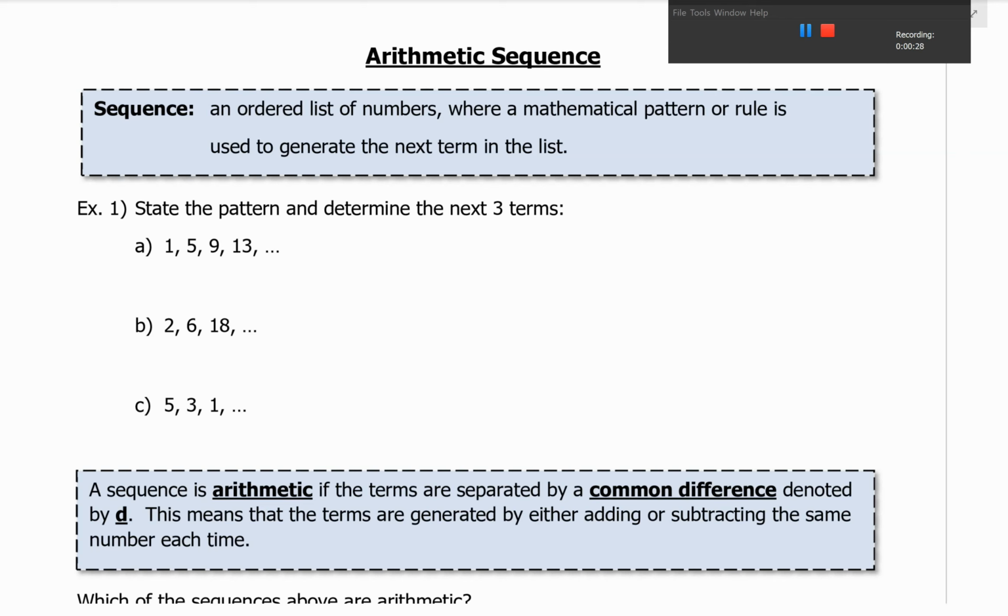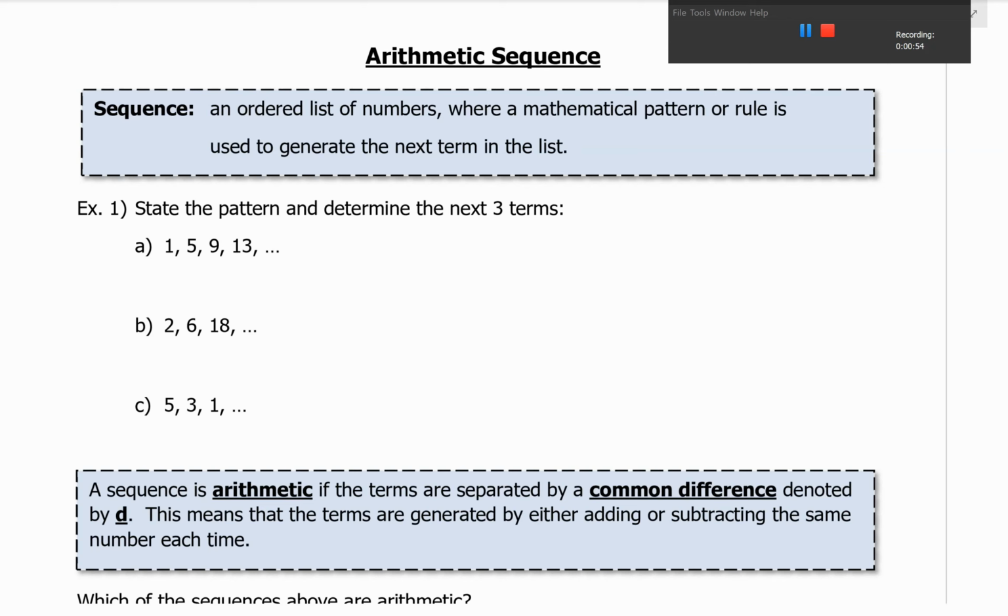So I guess the question is, what is a sequence? Here it says a sequence is an ordered list of numbers where a mathematical pattern or rule is used to generate the next term in a list. So that's what a sequence is. As long as there's a pattern to it, or a rule you can apply to get to the next term, or the next number on the list, then that is called a sequence.